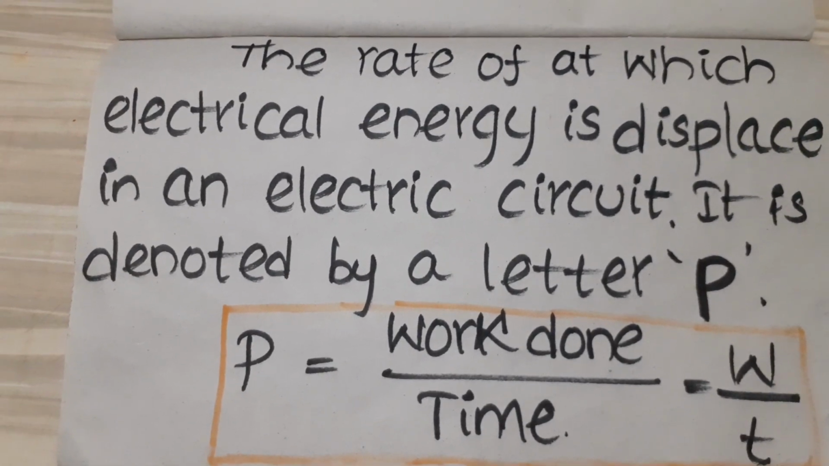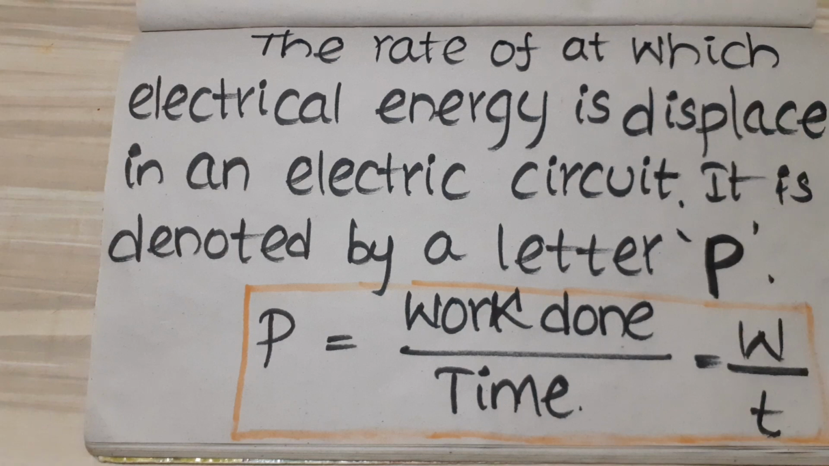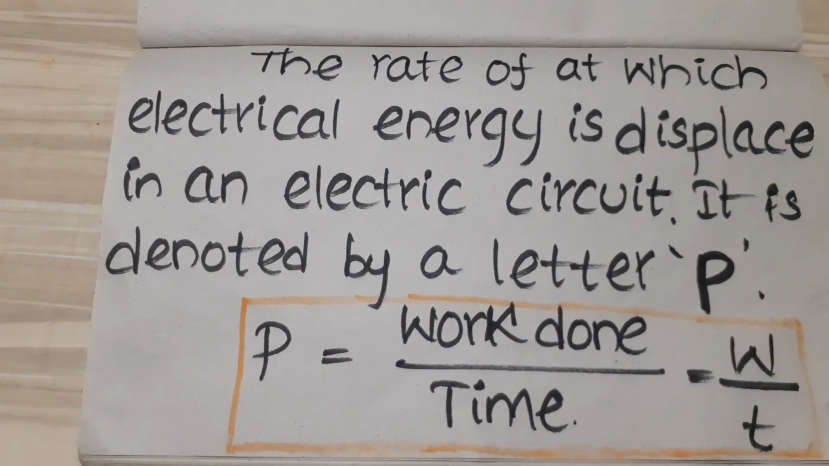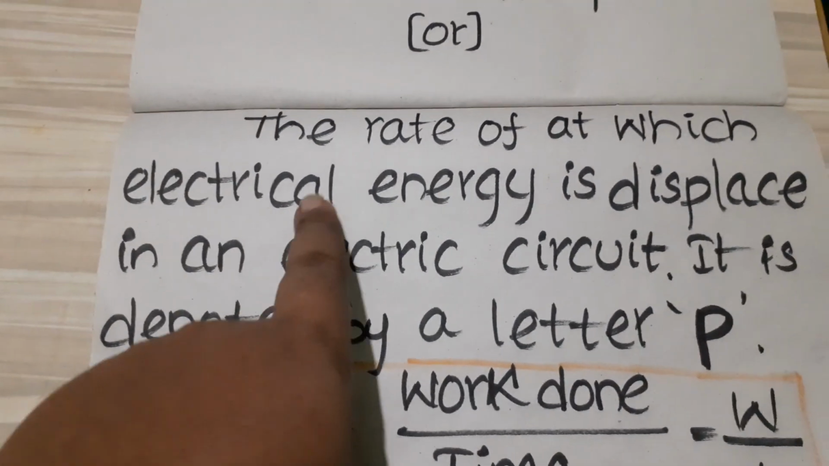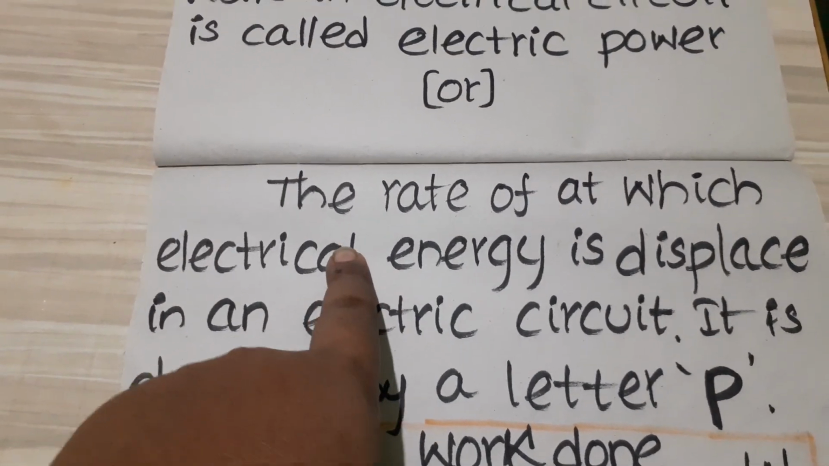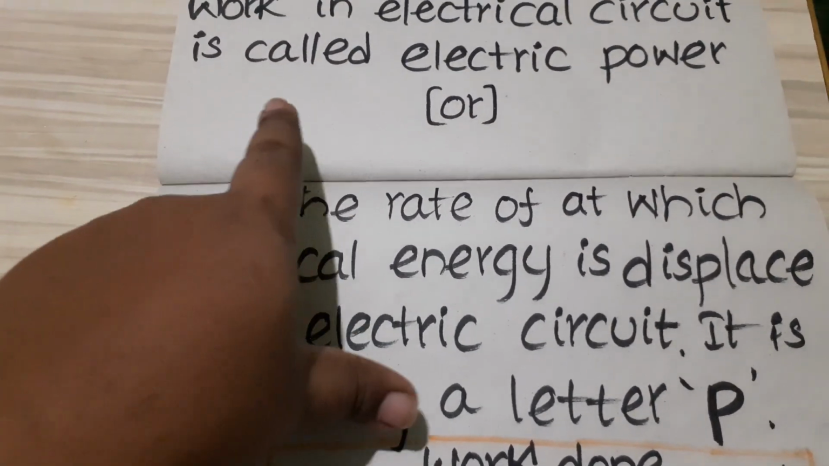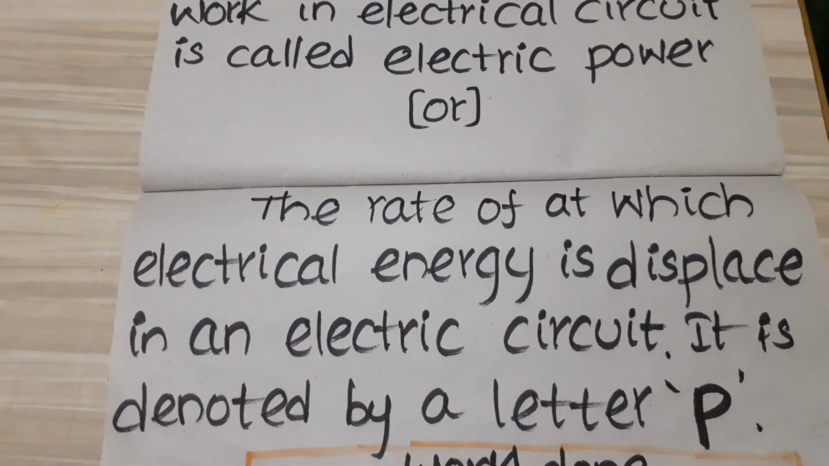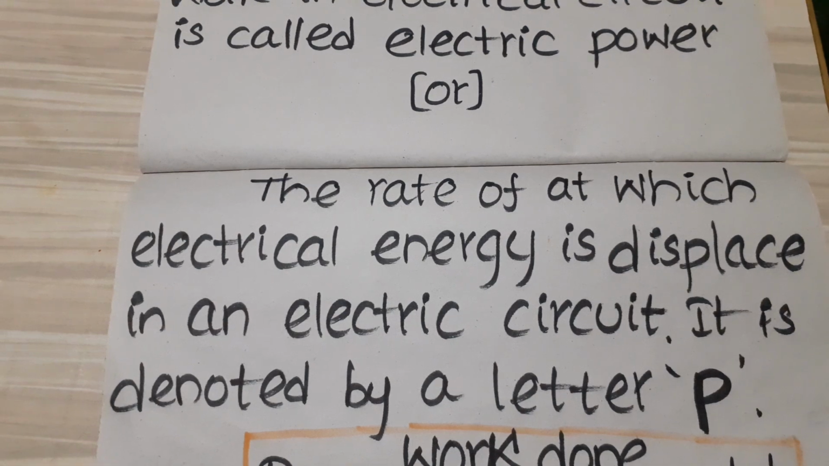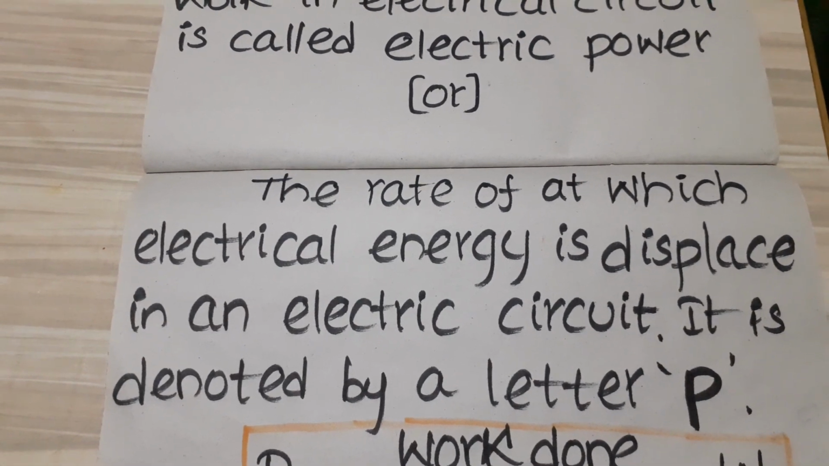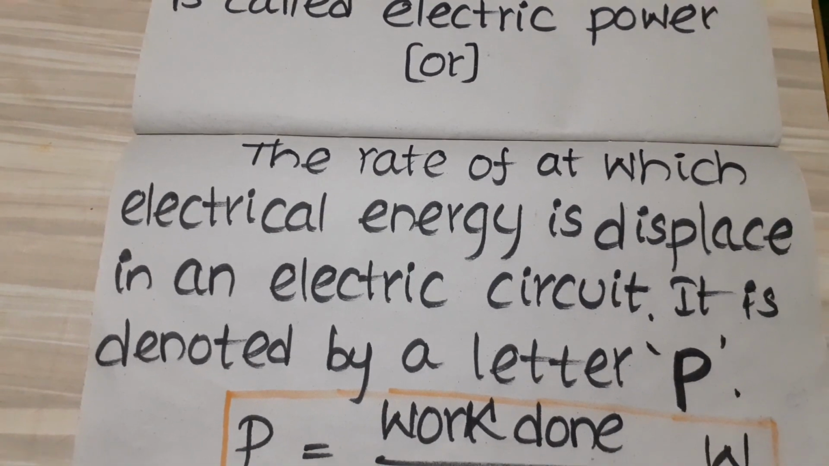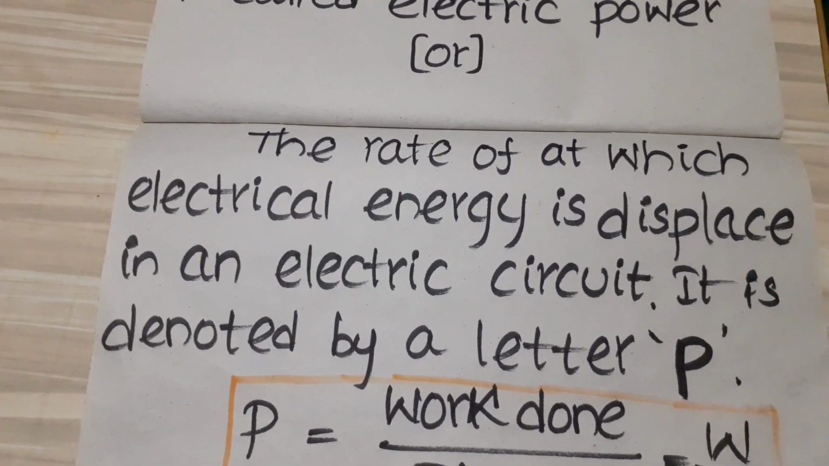This is another definition for electrical power. The rate at which electrical energy is displaced. Electrical energy, the capacity for work, is called electrical energy. So this is displaced from one place to another place in an electrical circuit, that is called electrical power. It is denoted by the letter P.